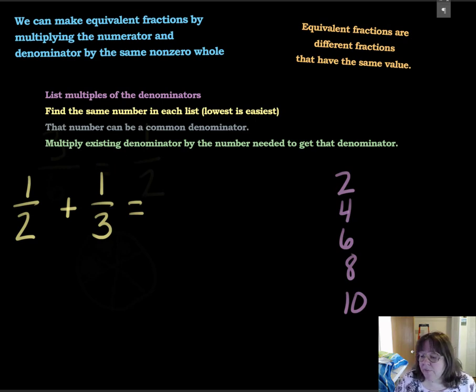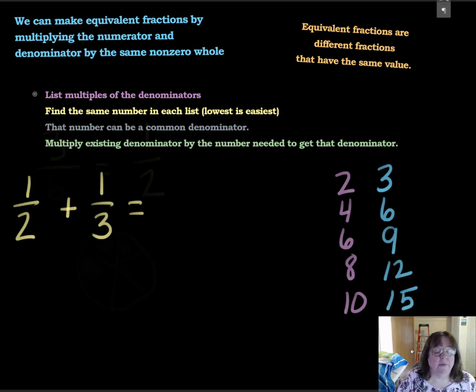Now let's list multiples of 3. 3, 6, 9, 12, 15. Okay. We listed the multiples. Next step, find the same number in each list. Lowest is easiest. Well, let's look in the list. Do we see any numbers here that are also in here? And I'm going to add one more on here just so that you can see it.